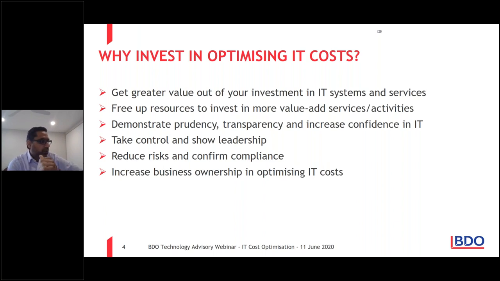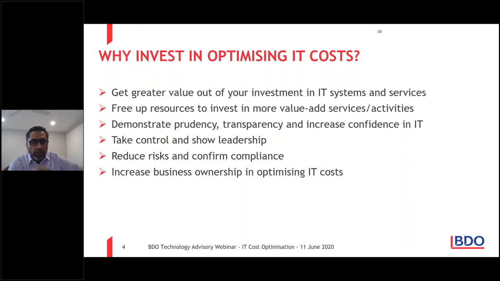And then the last one is around business ownership in optimizing IT. When we talk about optimizing cost, it's not about the IT teams doing it by themselves, but it's around working with the business, engaging with them, collaborating with them to deliver on an optimized portfolio. And that leads to new opportunities for IT to engage with the business, take ownership along with the business, and optimize the overall picture. So if I look at all of those factors, they lend themselves towards the importance of why we need to optimize IT.